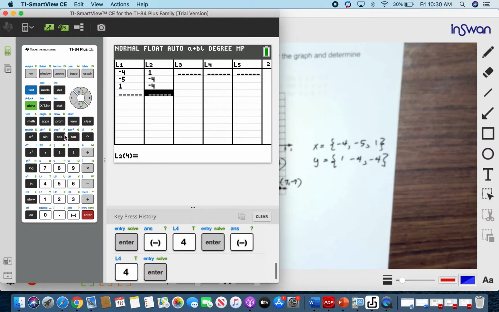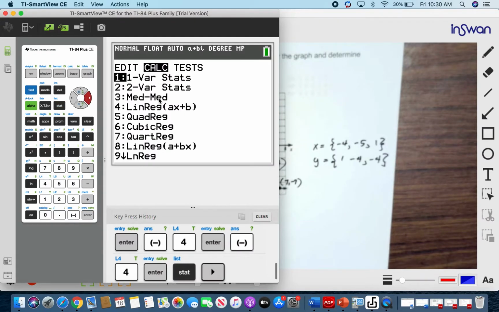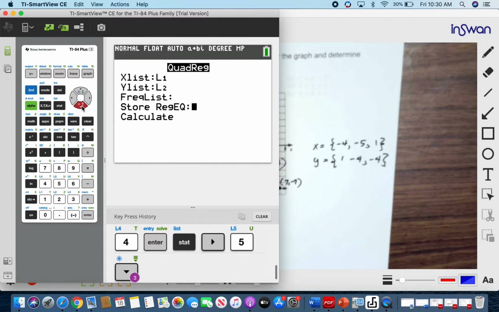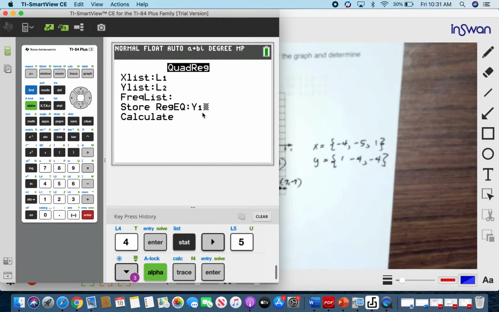Enter that. After that, you need to go back to stat because you want to calculate it. So you go to calculate, and then since it is a quadratic function, you go to quadratic regression. Number 5, you can type number 5, or you can simply go down and use your cursor. And if you want to store your equation in the calculator, you can do that by just pressing alpha trace. And then you can choose any y value you have here. Let's say I'll choose y1. So it means that the graph will appear in y1 when you press that function and then go to calculate.